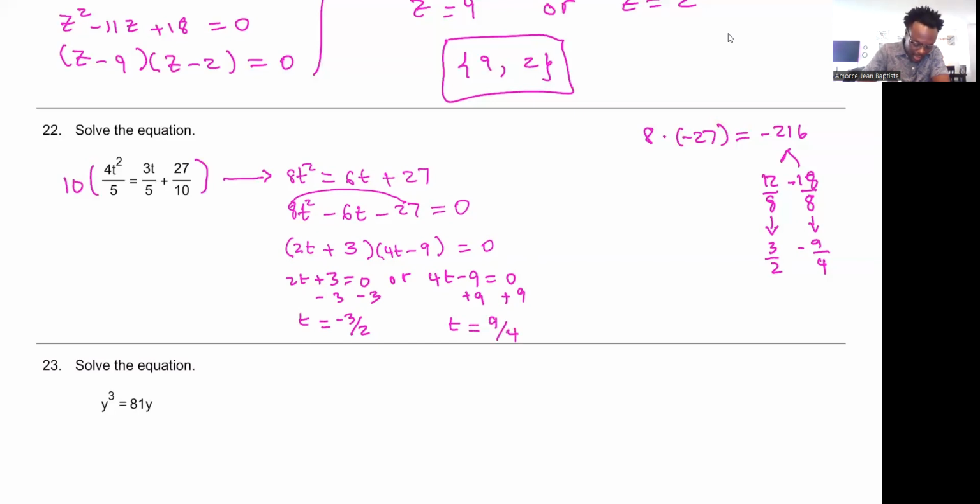Your solution set is -3 over 2, 9 over 4.